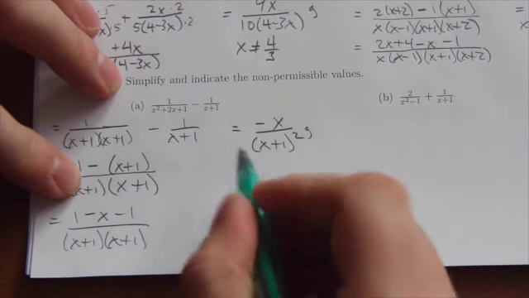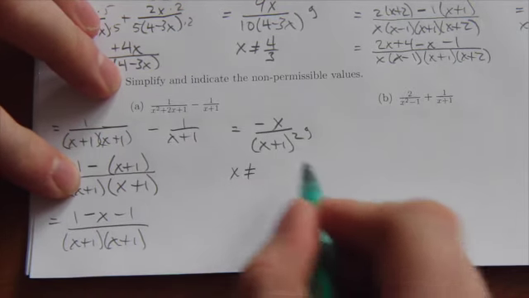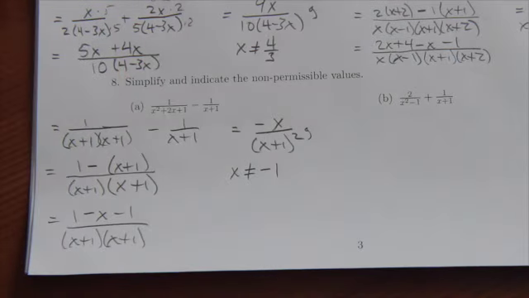So now the only thing that's left for me is simply to state the non-permissibles. And in this case, it will be that x cannot equal negative 1.